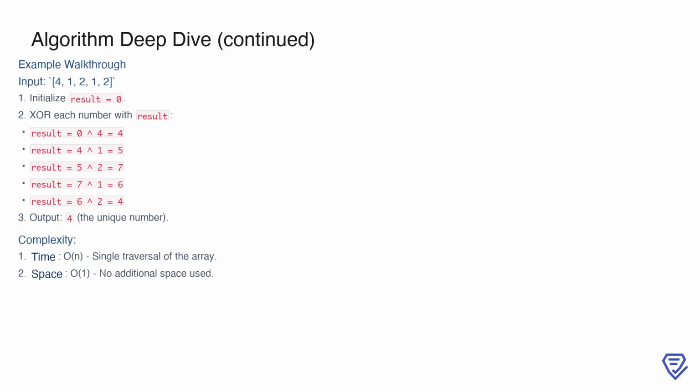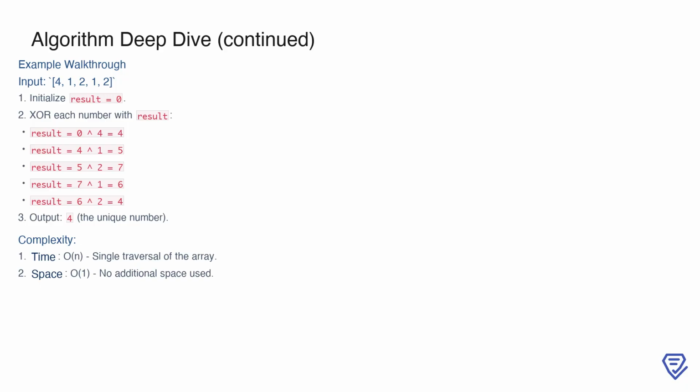Let's walk through an example to see the XOR approach in action. Consider the input array 4, 1, 2, 1, 2. We initialize result to 0. The first number is 4, so we compute 0 XOR 4, which equals 4. Next, we XOR 4 with 1, resulting in 5.